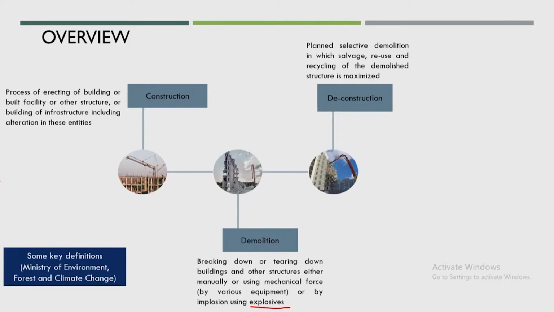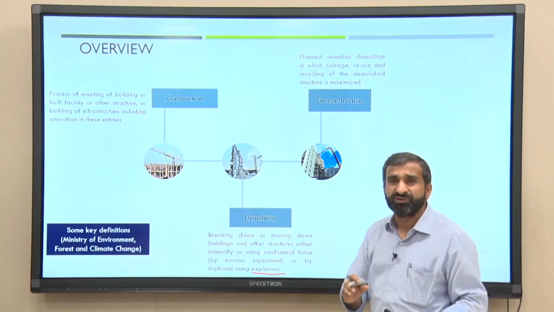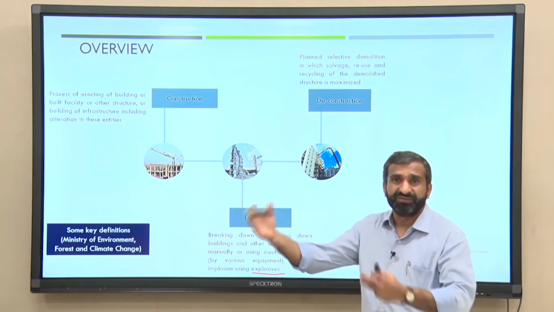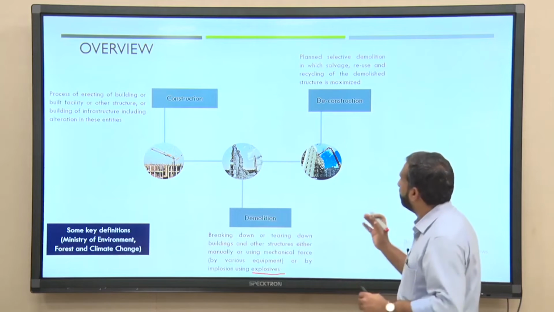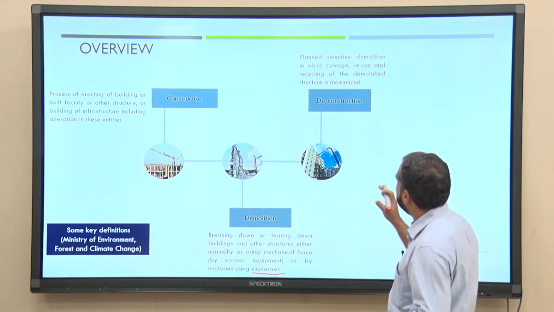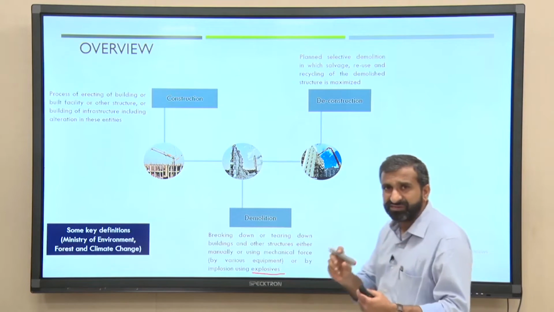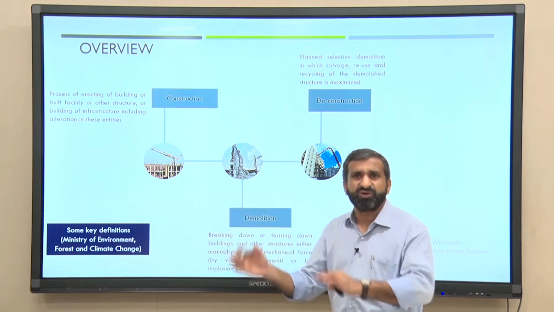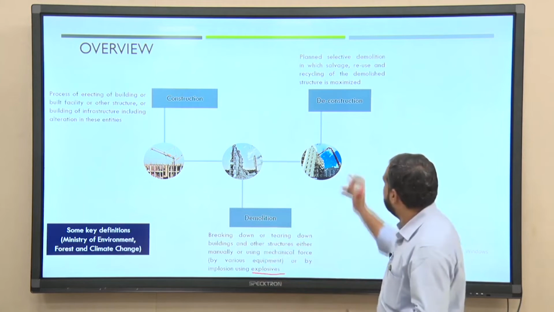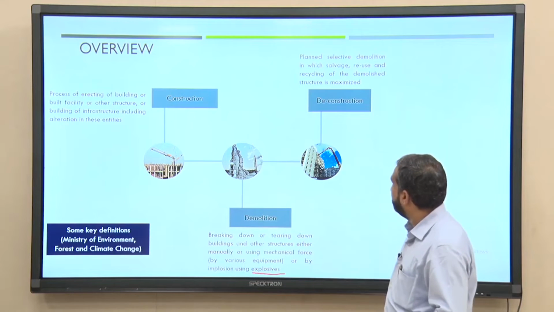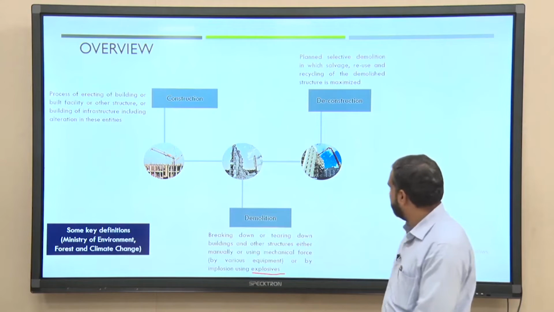And the other one is deconstruction. Deconstruction is different from demolition. Deconstruction means a planned demolition. It could also be done for an extension of the building. It is properly planned, and the amount of waste will be as low as possible in the deconstruction process.